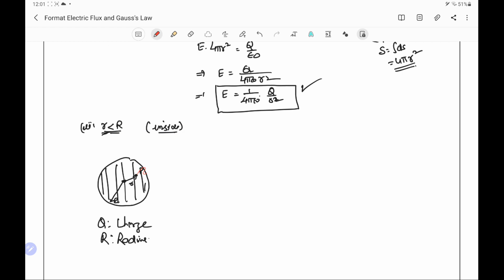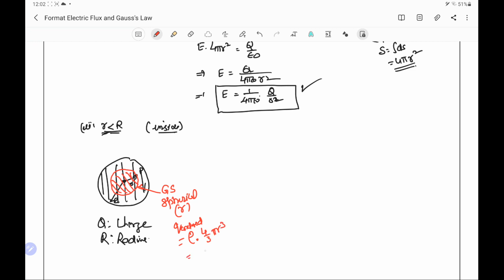For finding the field at P, we draw a Gaussian surface. This Gaussian surface is also spherical. Its radius is r. Now, as per Gauss law, the charge enclosed by this Gaussian surface will be equal to the charge density, that is rho, into the volume of the sphere enclosed by the Gaussian surface, that is 4 by 3 pi r cube.